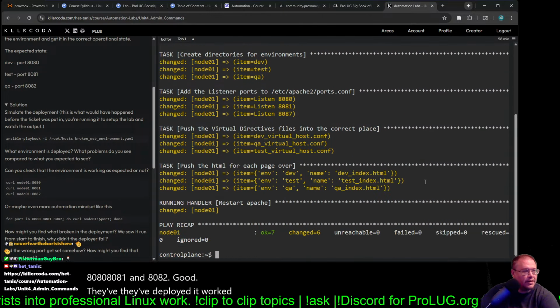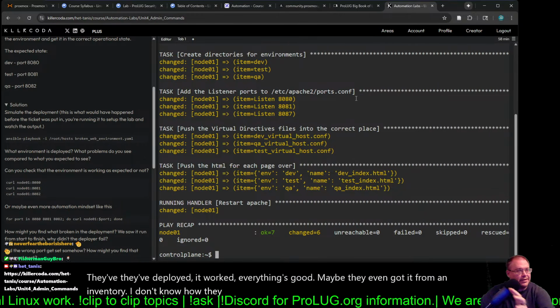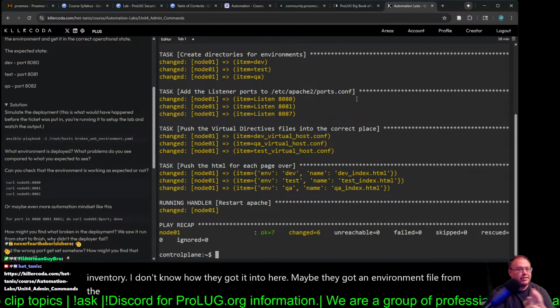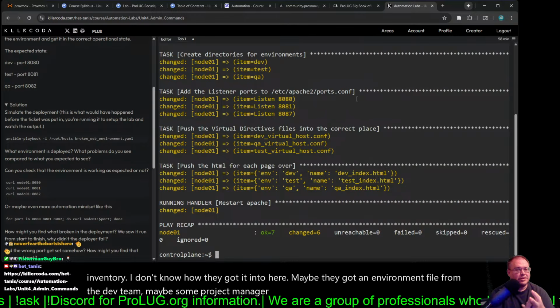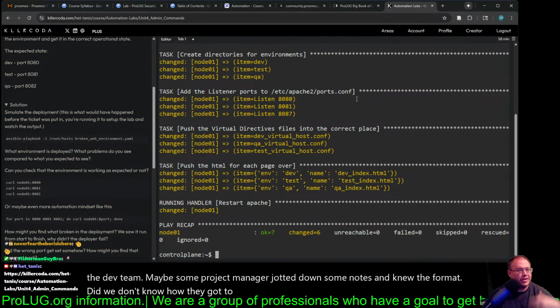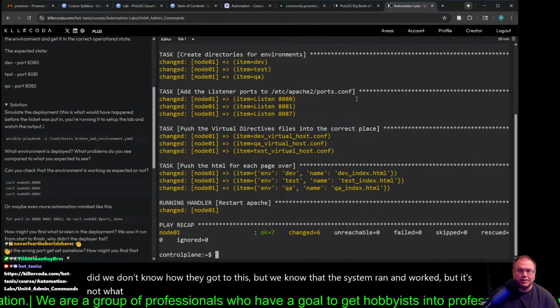Everything's good. Maybe they even got it from an inventory. I don't know how they got it into here. Maybe they got an environment file from the dev team. Maybe some project manager jotted down some notes and knew the format. We don't know how they got to this, but we know that the system ran and worked. But it's not what they expected. They put in a trouble ticket.